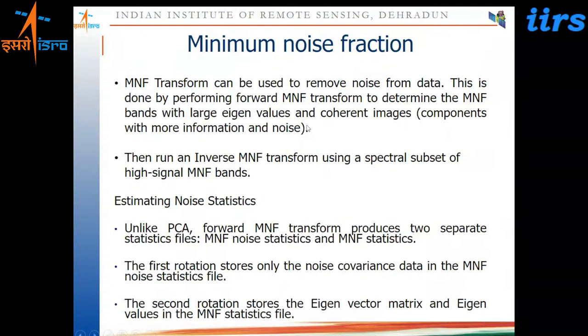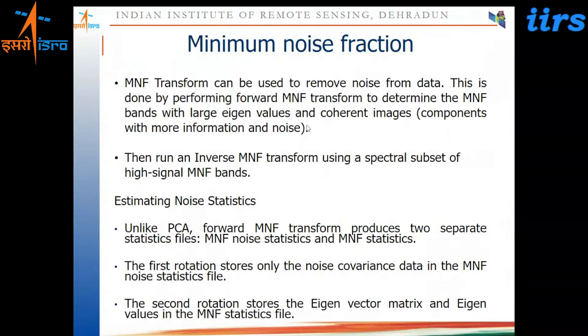Now, as I have told you in the PCA, once the forward rotation, the forward MNF or forward PC rotation, has been performed, the feature space has been changed to the principal components. Now it is no longer dealing with the wavelength feature spaces. So what do we have to do? After removing the noise, we have to inverse the data set back to the wavelength domain, so that we can get the correct spectrum or the correct diagnostic absorption dips of the materials or the minerals.